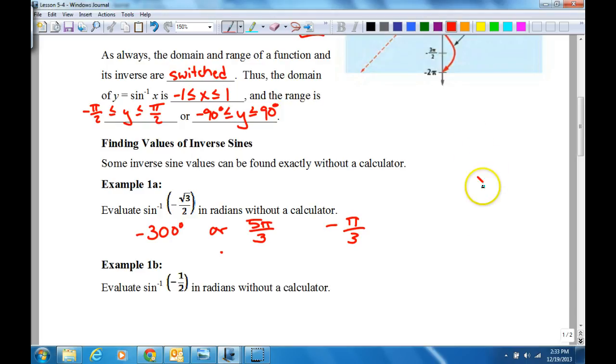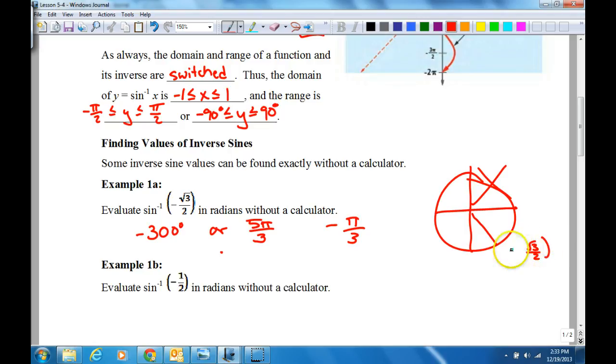If you look at the unit circle, the y value up here is always positive, so we can't use this quadrant. We have to use this quadrant then, because we're looking at a negative square root of 3 over 2. So if you look on this quadrant, when you find the negative square root of 3 over 2 as the y value, that is at 300.